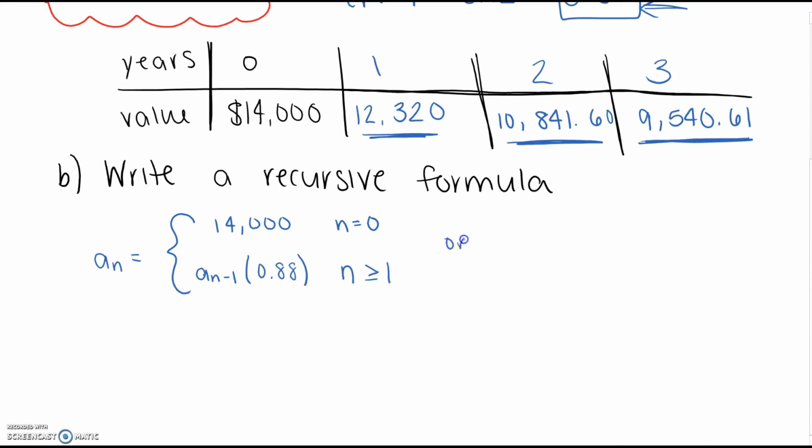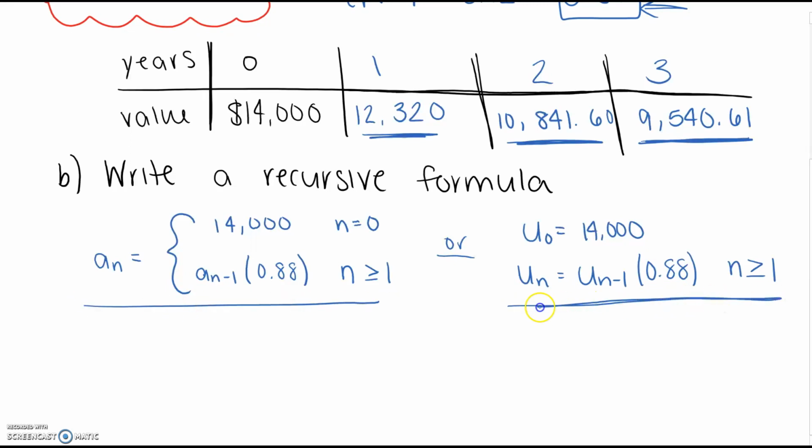Or if you'd like to use u sub n and stuff, you could say u sub 0 equals 14,000. U sub n equals u sub n minus 1 times 0.88, and that's when n is greater than or equal to 1. So again, I don't care if you use a sub n or u sub n, as long as you are doing it correctly. So I will accept both. And in the past, we've used u sub 0 and u sub n, so that's what your answer keys will say, but they are the exact same thing.